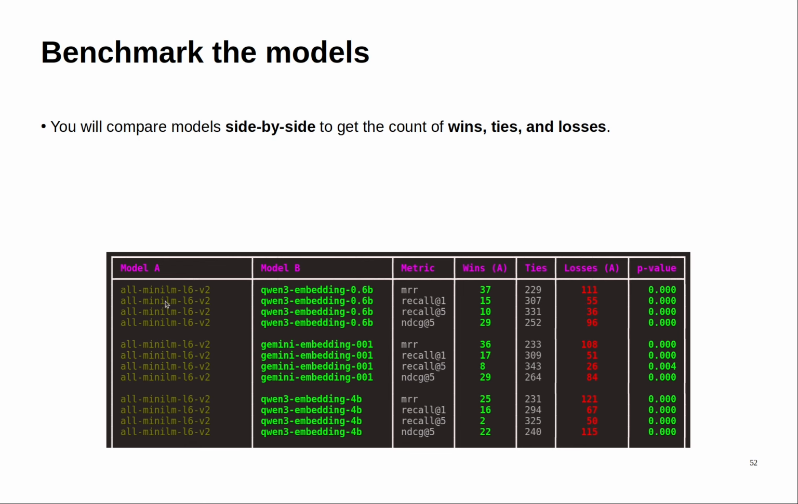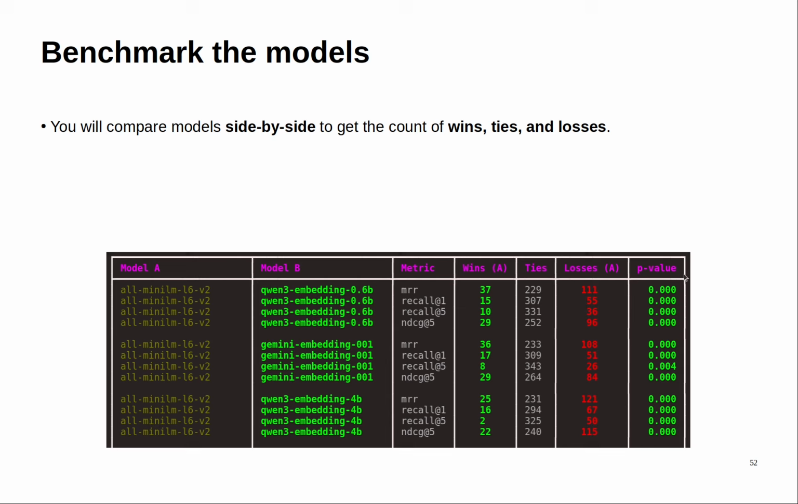And here, for example, you can see that we are comparing the all-mini-LM model to, in this case, the smallest Qwen model. After that, against Gemini, the medium Qwen model, etc. And we will keep comparing the models pair by pair. And here you can see that all-mini-LM was able to win against the smallest Qwen embedding model 37 times, but it lost 111 times. So it means that the Qwen model is stronger than the all-mini-LM model. So this is something that you can also use in order to compare the models without looking at the scores.